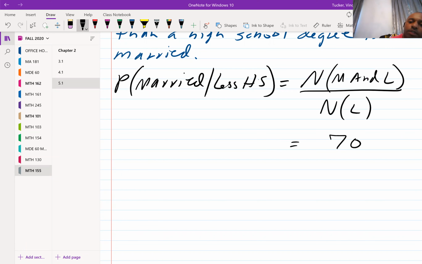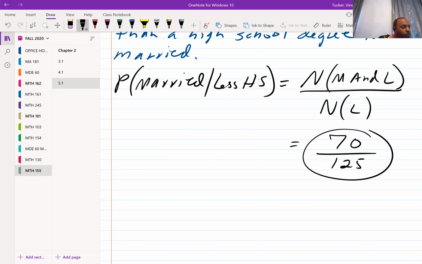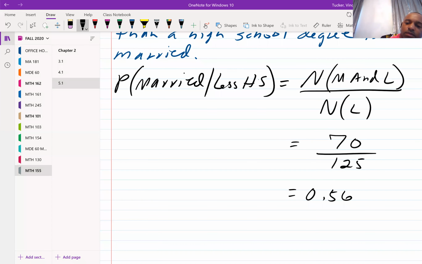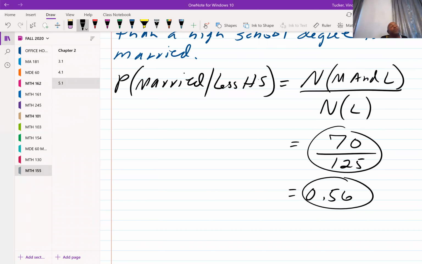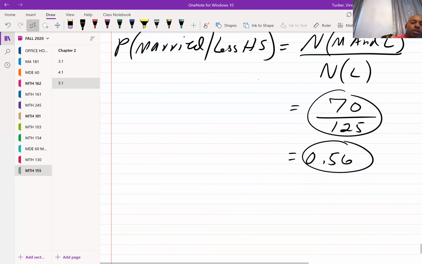So our probability is going to be 70 over 125. They put a decimal value up here as well. Once again, make sure you're reading the directions on what MyMathLab is asking of you. If you have a chart, then it's easy to just pick out the numbers you need. But it still works out the same way. It'll still give you the same number, 0.56, if you have to use probabilities.